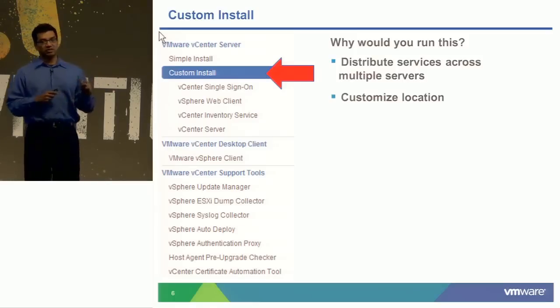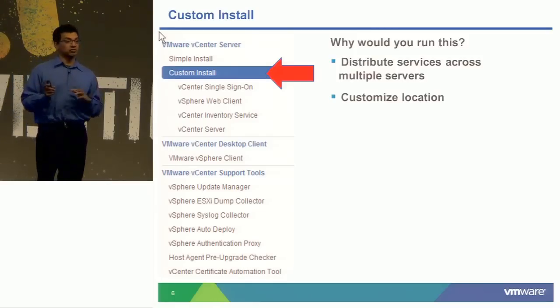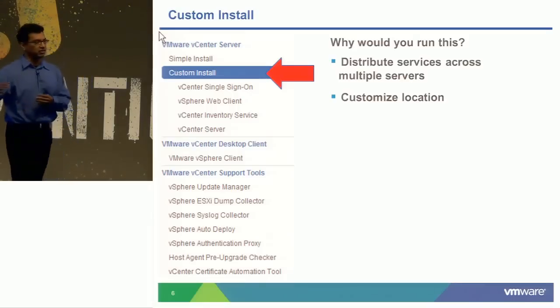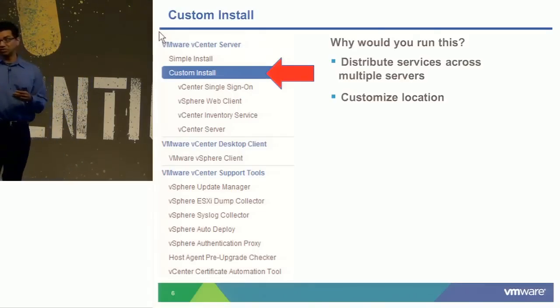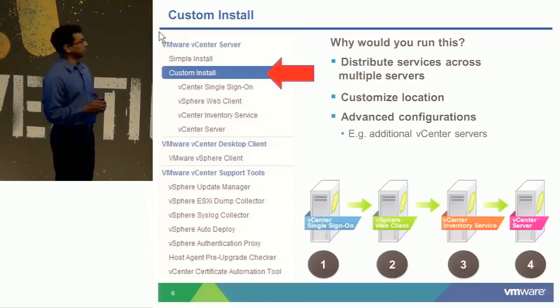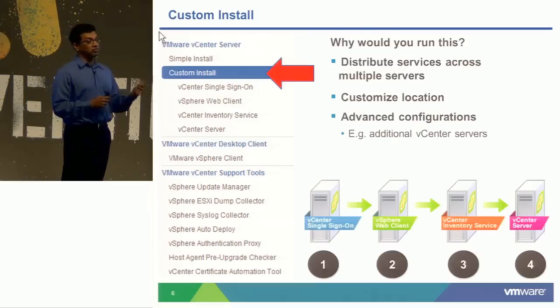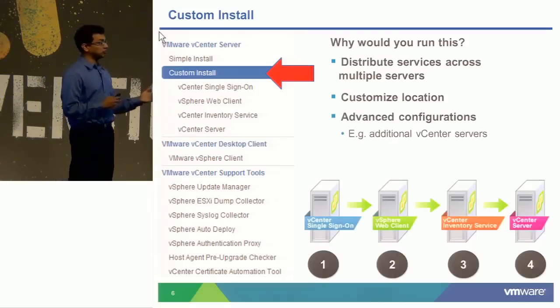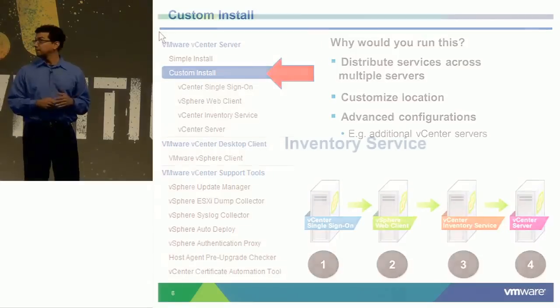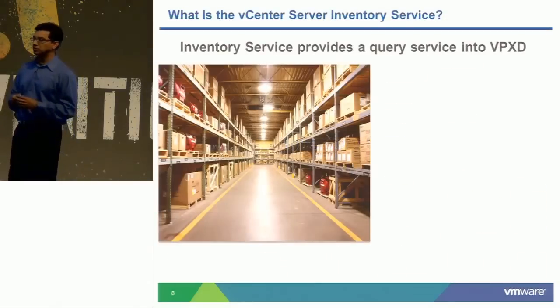The second use case is really around locations, right? So if you have multi-site, if you have certain components running in one site and you want to stand up another stack in a different geographic site, the custom installer is definitely the way to go for that. And of course, advanced configurations like Justin was talking about. But the install order still remains the same, right? So if you were to do it from the beginning, it's still single sign-on, web client, inventory service, and of course the vCenter server.